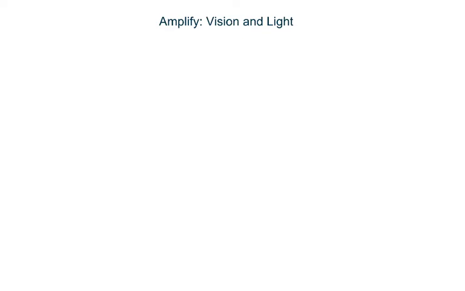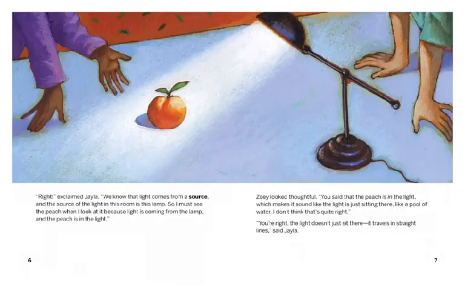Yesterday you read the book, I See What You Mean. Let's take a little bit of time to reflect on what we read and use that to help us start to answer our question about vision, light, and the Tokay geckos. We read earlier that the lamp had to be on in order for Jayla and Zoe to see the peach.